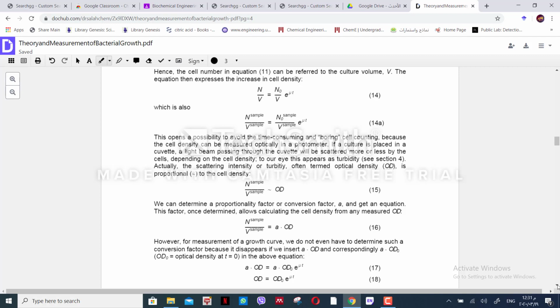So optical density naught is the optical density at time 0, and then the optical density at any time. So A multiplied by optical density equals A multiplied by optical density naught multiplied by e to the power mu t. So A cancels from both sides, and this turns to optical density equals optical density naught multiplied by exponential mu t. Once we find the optical density at initial condition, we can compute the optical density at any time from equation 18.